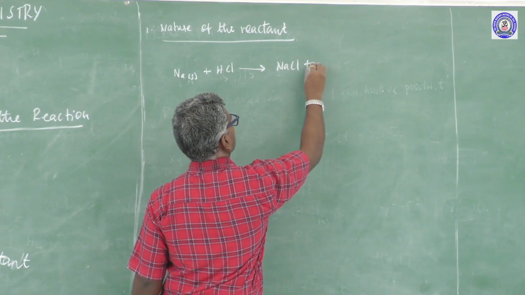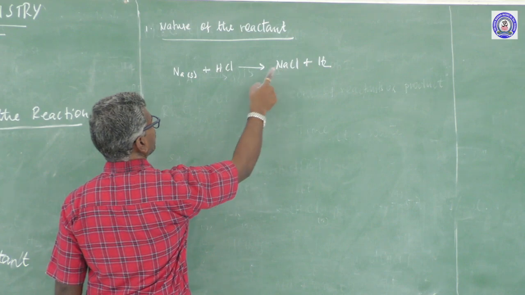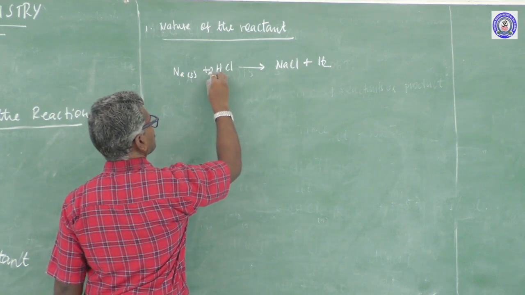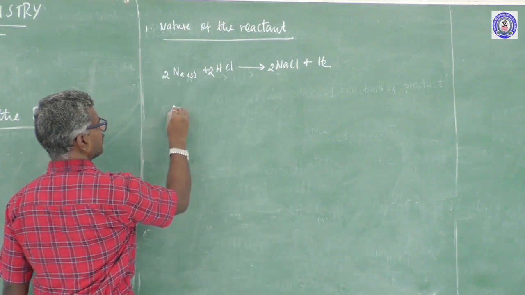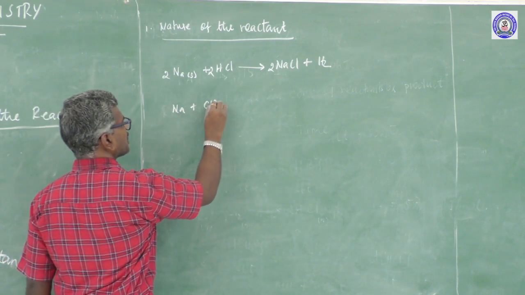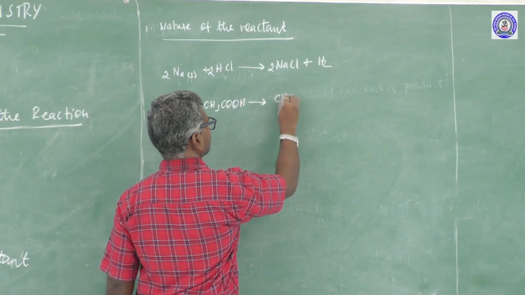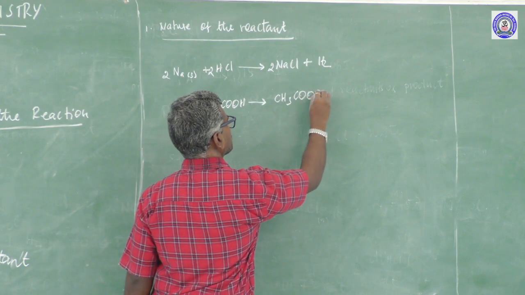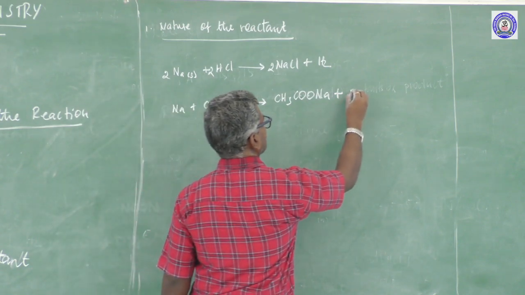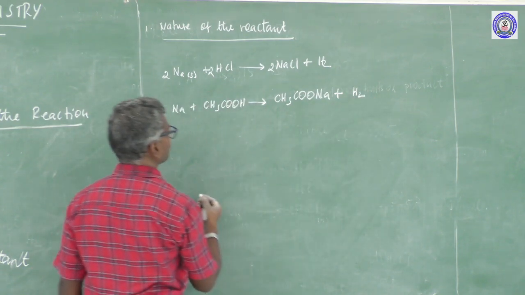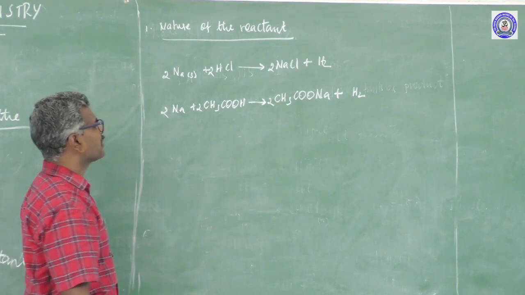Sodium reacts with hydrochloric acid to form sodium chloride plus liberation of hydrogen: 2 sodium, 2 hydrochloric acid gives 2 sodium chloride plus H2. Another one, sodium reacts with acetic acid to form CH3COONa plus H2, with 2 times, 2 times, 2 times.